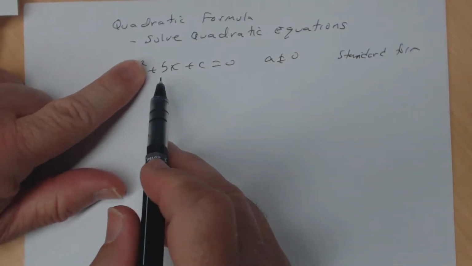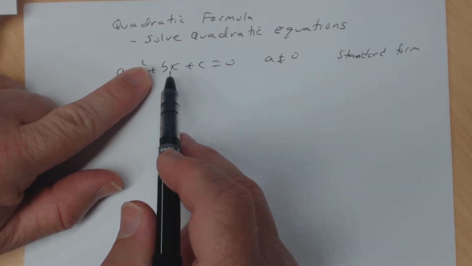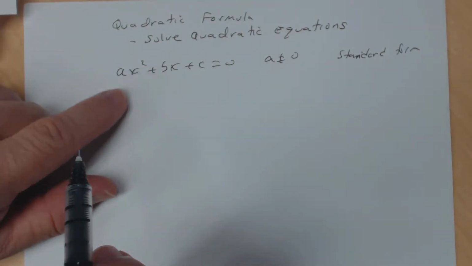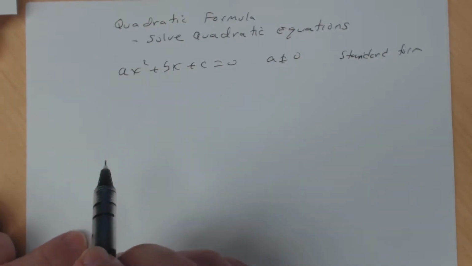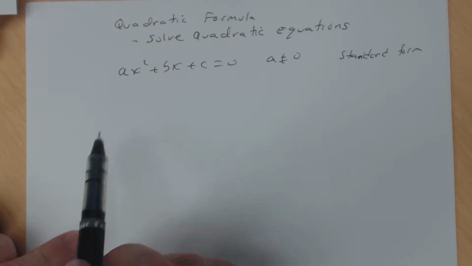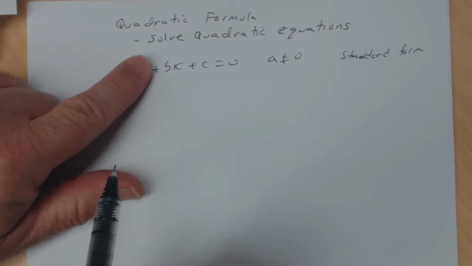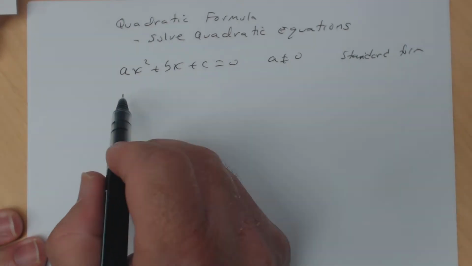Okay, so keep in mind that a cannot equal 0, because if a was 0, 0 times x squared is 0, and you would no longer have a quadratic equation, you would have a linear equation. All right, so that's why a cannot equal 0. B can be 0, c can be 0, but a can never be 0, otherwise it would no longer be a quadratic equation.